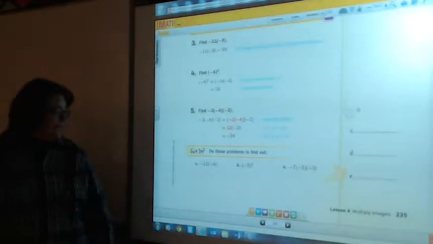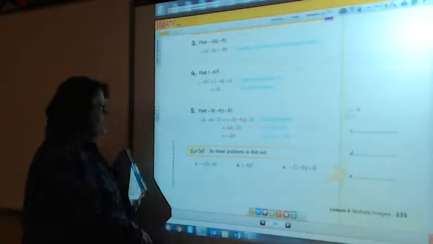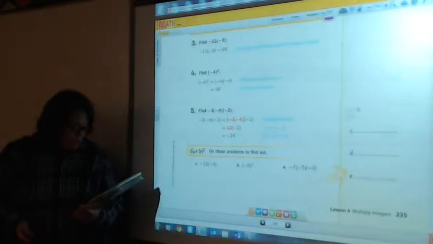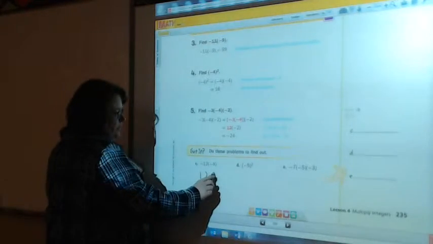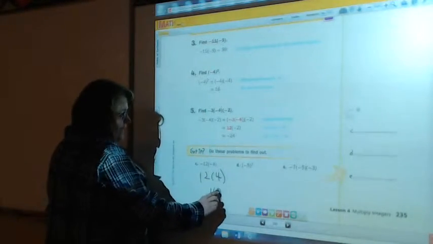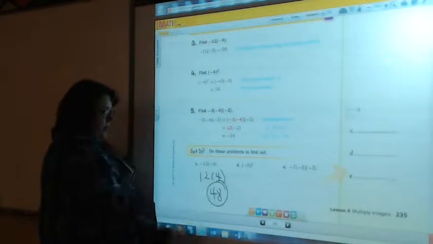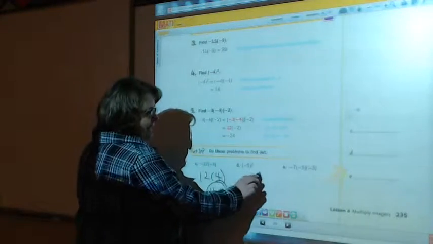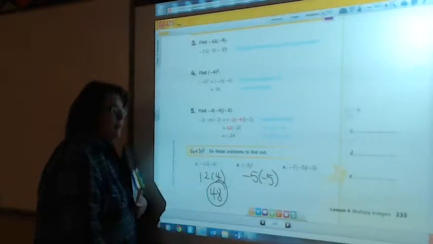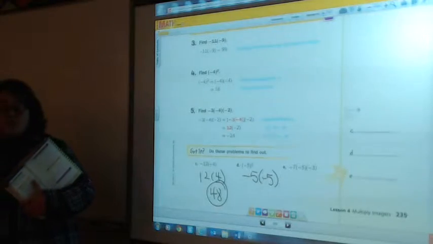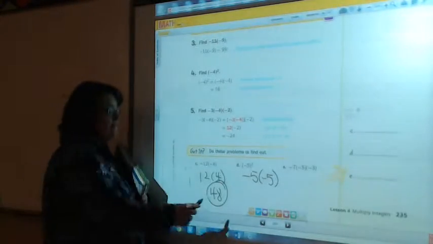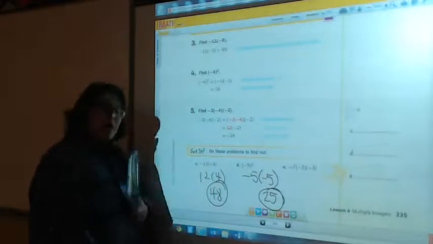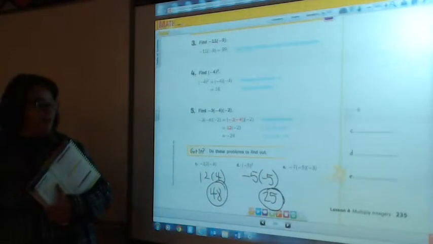Okay, examples C, D, and E. C is a negative 12 times a negative 4. So you would just multiply 12 times 4. So 12 times 4 is 48. Because it's a negative times a negative, your answer would be positive. Negative 5 squared means a negative 5 times a negative 5. You ignore the signs and just multiply 5 times 5. 5 times 5 is 25. Because they're both negative, our answer is going to stay positive, and it's just going to be 25.